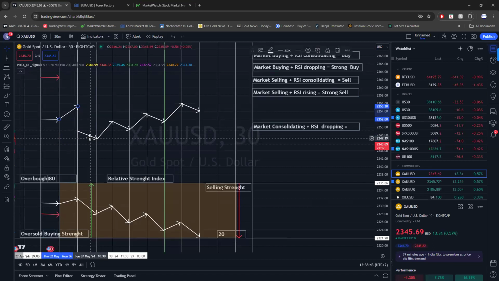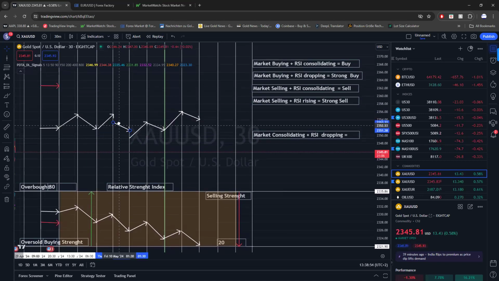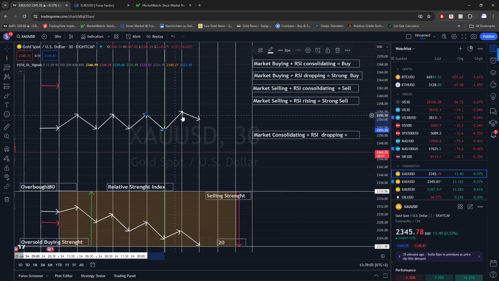Here, here. We get back to the same price, same high, sorry, same low, same high, same low. What happens when this market is consolidating like this and the RSI is dropping? Would you say it's a buy or it's a sell?